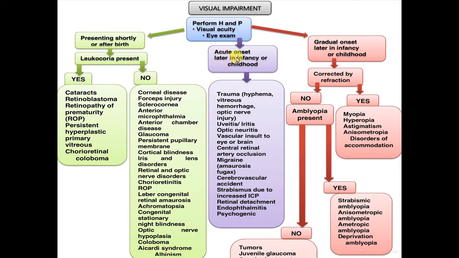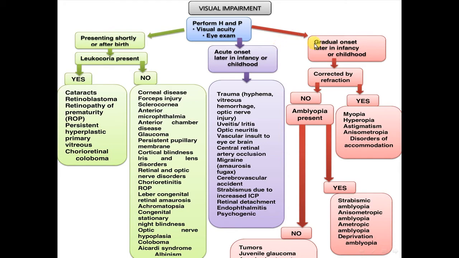Is there acute onset later in infancy or childhood? This may be trauma, hyphema, vitreous hemorrhage, optic nerve injury, uveitis, iritis, optic neuritis, vascular insult to eye or brain, central retinal artery occlusion, migraine, amaurosis fugax, cerebrovascular accident, strabismus due to increased intracranial pressure, retinal detachment, endophthalmitis, or psychogenic. Of course, this is a diagnosis of exclusion.